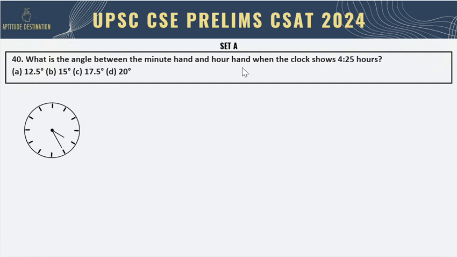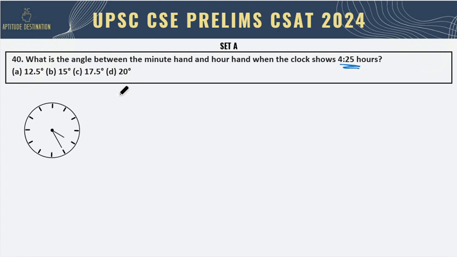What is the angle between minute hand and hour hand when the clock shows 4:25 hours? So there are two methods to solve this. One method is the formula method and the other method is by logic.